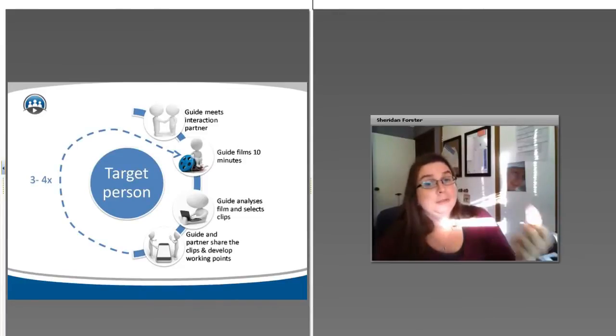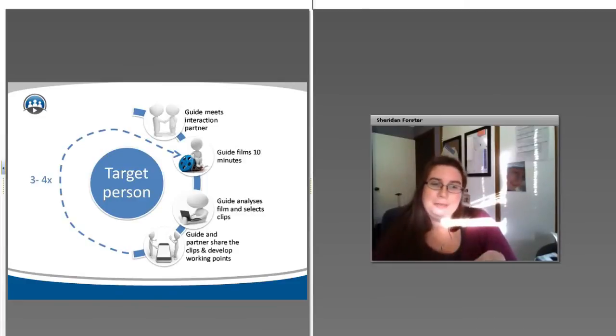The guide will then come in and video 10 minutes of natural interaction, and then select aspects or clips during the film to then share back with the interaction partner. And through that process of sharing back the clips, the interaction partner and the guide work together and come up with some goals in how to actually enhance the interaction further.